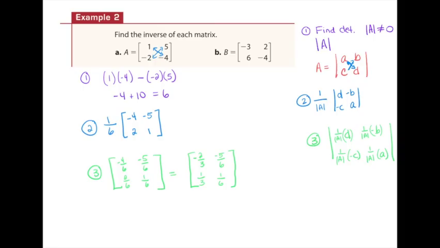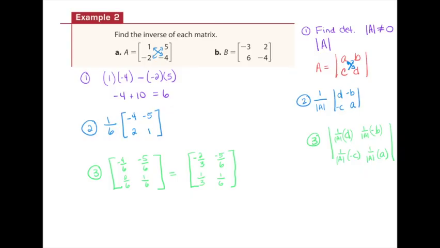Just find your determinant, multiply it through to your switched around matrix, all right? Let's look at the second one, B.